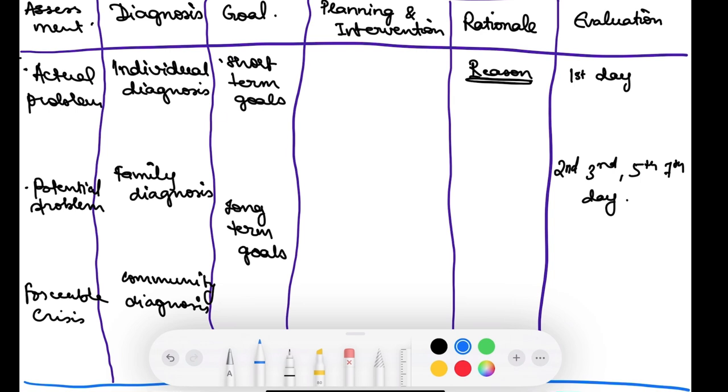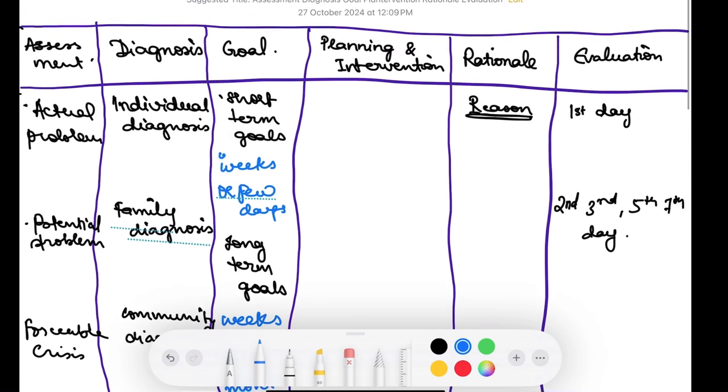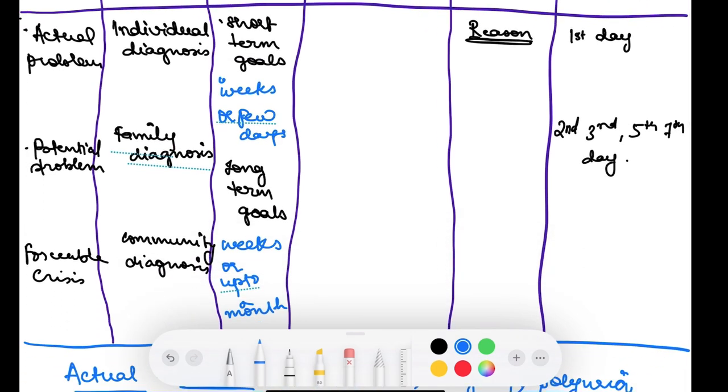And I have told earlier about the short-term goals, that is up to a week or a few days, but long-term goals are more than a week or up to a month. Got it? In planning, due to malnutrition, what other supplements can we provide, like if we can replace the resources with other cheap resources. So based on the cause, we will further change the interventions.